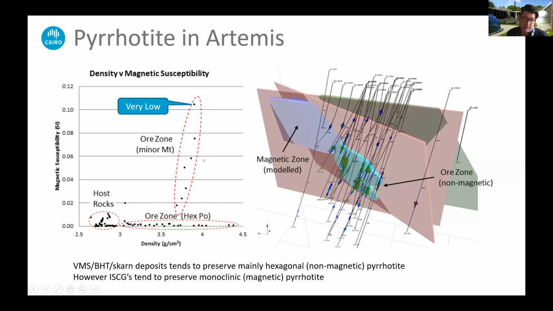So what we're seeing is the hexagonal pyrrhotite there. And in fact, if you run a mag survey over this at 200-meter spacing, you won't see any magnetic anomaly over Artemis. It's only the 50-meter magnetic data in which you can see it.